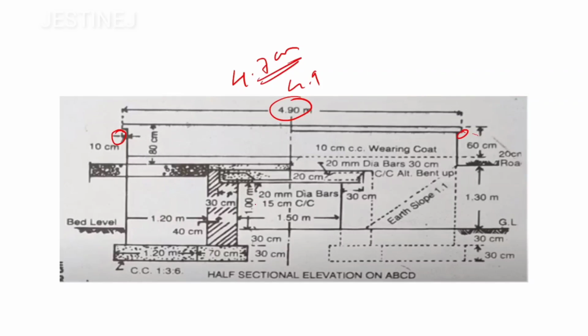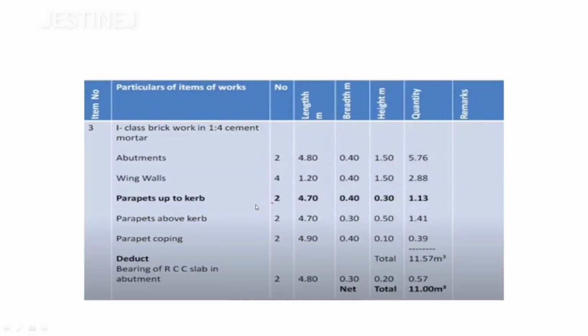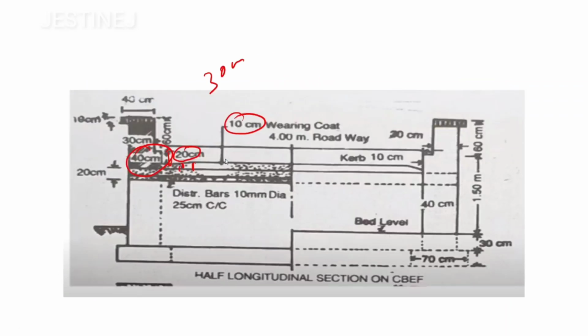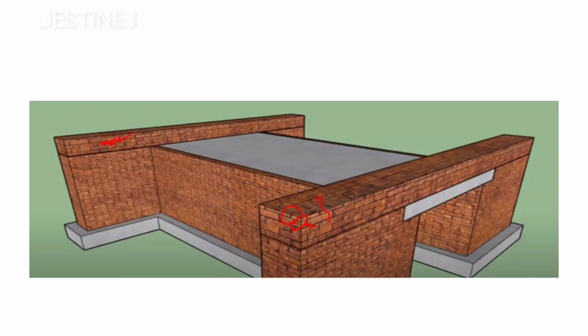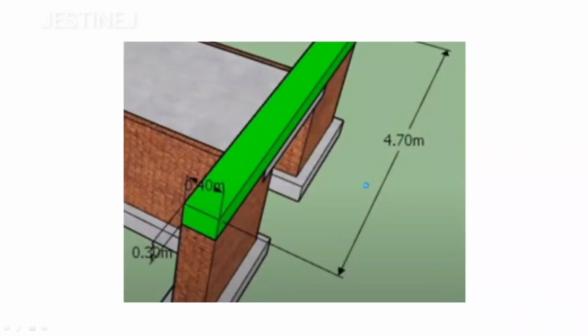So if you multiply these values, that is parapets up to curb, it is going to be 2 numbers, then 4.7 multiplied by 0.4, then 0.3, you will get 1.13. So that is regarding that particular portion. Right now we have calculated the portion above this wall, that is this parapet wall, up to this portion. Up to this quantity we have estimated right now.